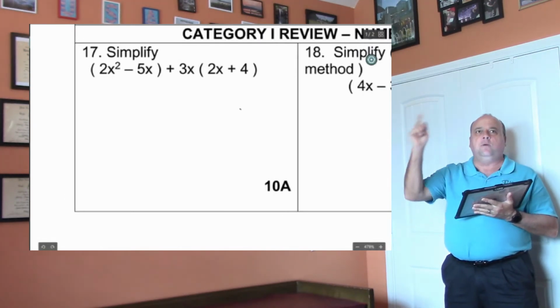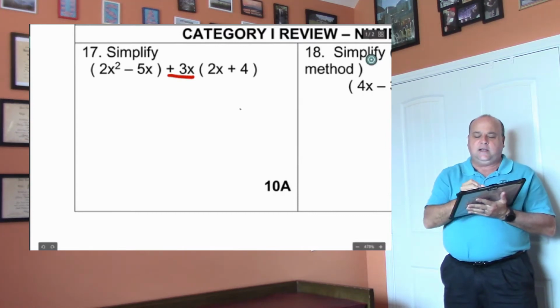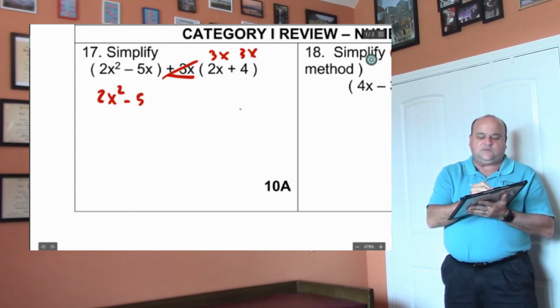Number 17, we're going to multiply, then we're going to add or subtract. So our bluebell truck is 3x. So we're going to distribute the 3x. This cancels out. I'm going to drop the 2x squared minus 5x.